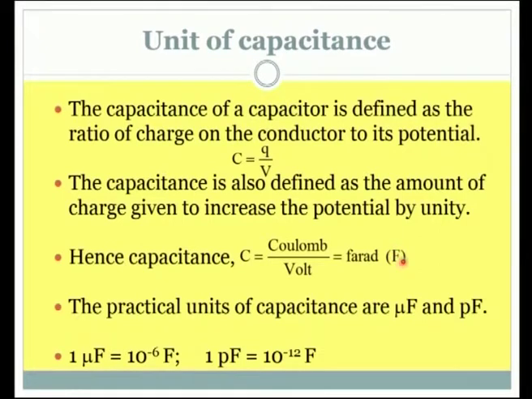But the quantity represents the capacitance. The letter is capital F. F represents the farad, but when you write farad as the full form, it should have a small letter in the beginning. The practical units of capacitance are not the full farad, but microfarad and picofarad. 1 microfarad is 10 to the power minus 6 farad and 1 picofarad is equal to 10 to the power minus 12 farad. Why do we have the microfarad and picofarad as the practical units?